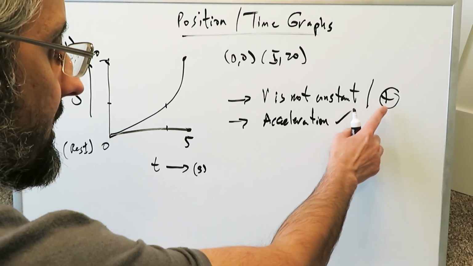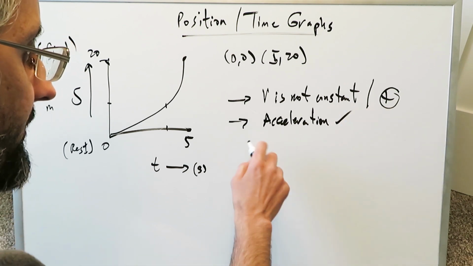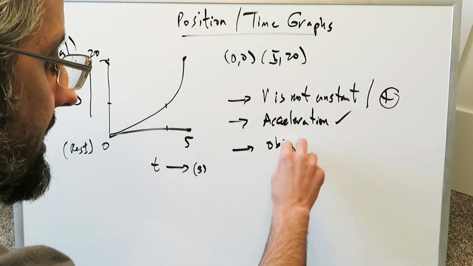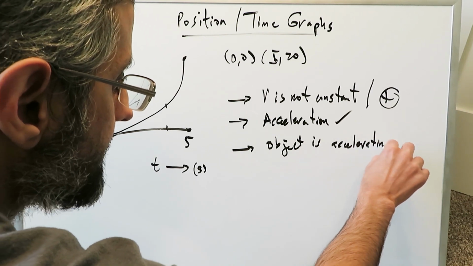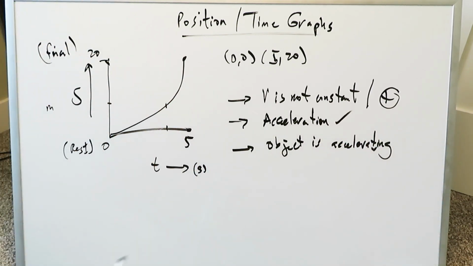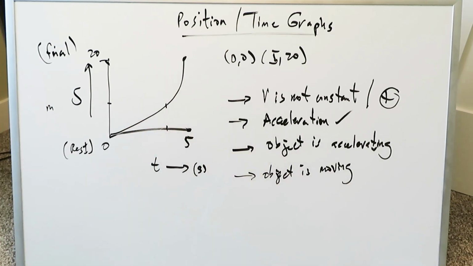Because the acceleration is present and velocity is a non-constant, non-uniform positive value, you can say here the object is accelerating, and you can come up with this very good conclusion right here that your object is indeed accelerating, and lastly your object is moving. So these are the four conclusions I would make from this type of graph.